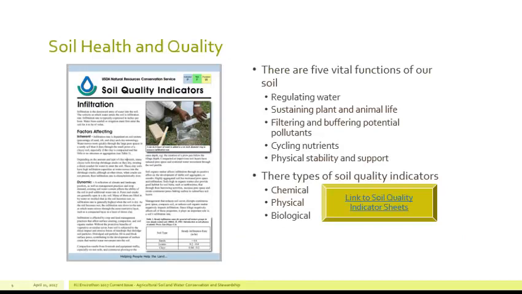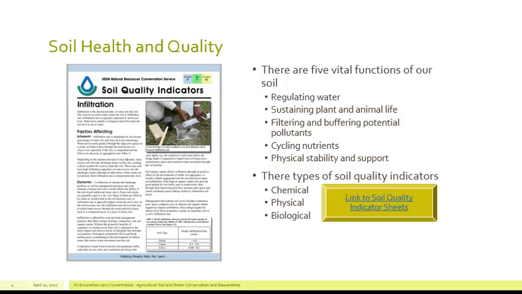Our agency has always addressed soil quality degradation, but addressing soil health is something that our agency has recently been really studying and focused on. Soil health is really important to address because the health of the soil affects so many other functions in our ecosystems. There are 5 vital functions of our soil. Regulating water is one of the vital functions of our soil.